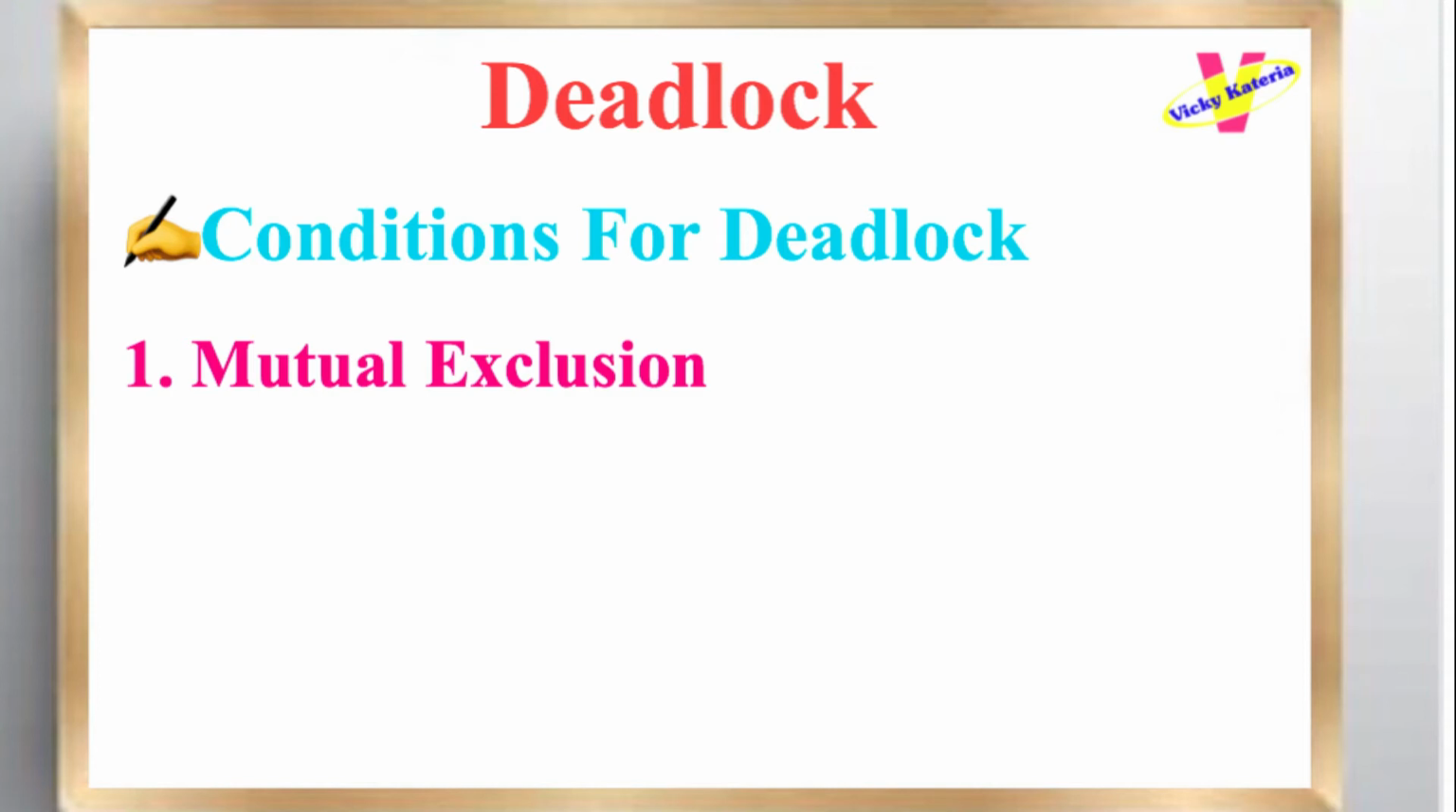Mutual exclusion. By this condition, there must exist at least one resource in the system which can be used by only one process at a time. If there exists no such resource, then deadlock will never occur. Printer is an example of a resource that can be used by only one process at a time.